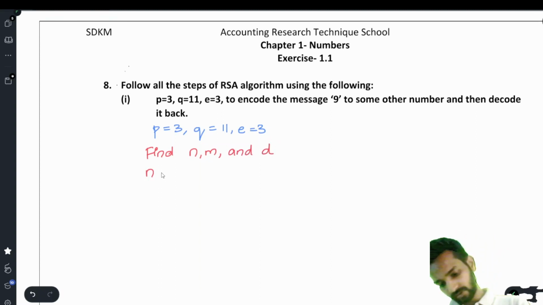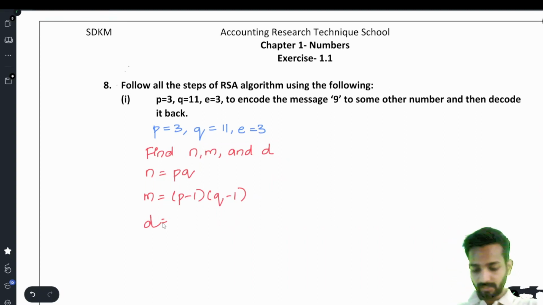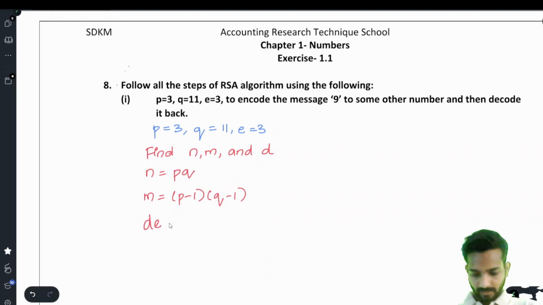What are the formulas for n, m and d? N is equal to pq, m is equal to p minus 1 into q minus 1, and for d, the formula for finding d will be used as d e mod m is equal to 1.